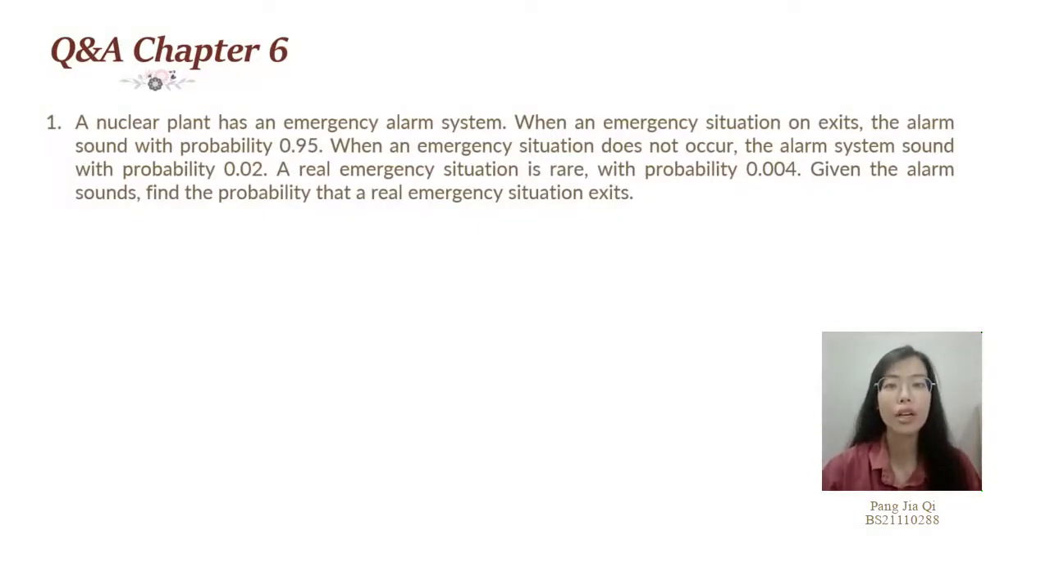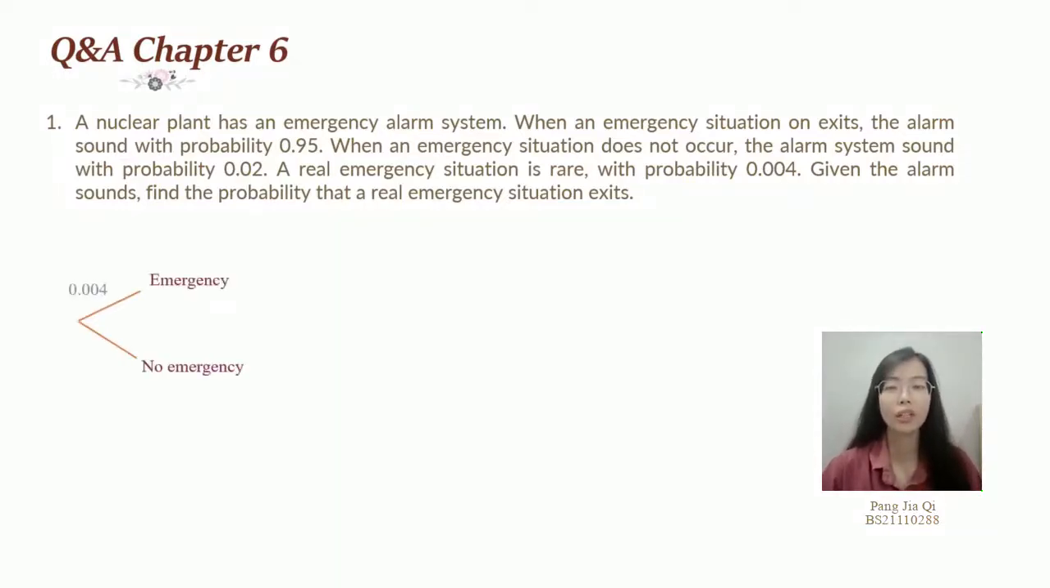A nuclear plant has an emergency alarm system. When an emergency situation exists, the alarm system sounds with probability 0.95. When an emergency situation does not occur, the alarm system sounds with probability 0.02. A real emergency is rare, with probability 0.004. Given the alarm system sounds, find the probability that a real emergency situation exists.